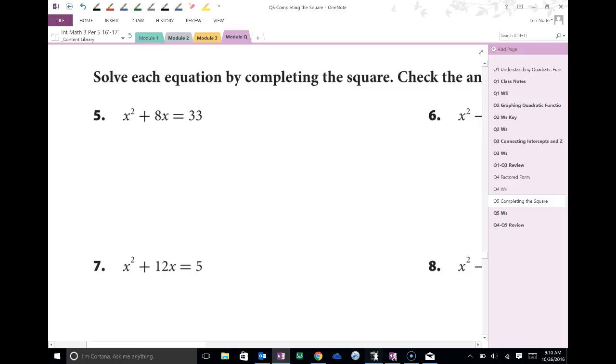Okay, so we're working on question number 5 here. I don't know if you want to call this example 4. Okay, so in completing the square, the first thing that we want to do is have the x terms on one side and the constant on the other side. So we're kind of ignoring this side for a second.